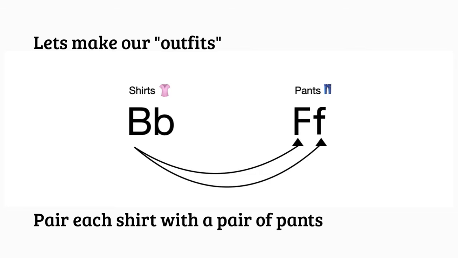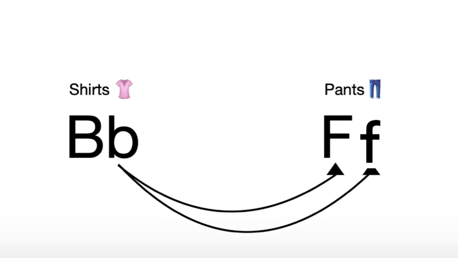So let's make the outfits. First, we're going to pair each shirt with a pair of pants. And in this case, the first 2 letters are the shirts. So we first start with capital B, pairing it with capital F, and pairing it with lowercase f. Now, we do the same thing here with our second shirt, which is the lowercase b. Lowercase b pairing with capital F, lowercase b pairing with lowercase f.